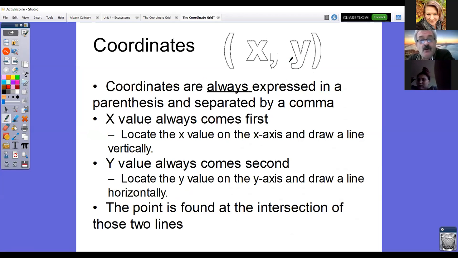Okay, so like I was saying, x and y, the coordinates are always expressed in parentheses and separated by a comma. The x value will always come first. Okay, and what you do for that is you locate the x value on the x-axis and draw a line vertically. The y value will always come second, and you locate the y value on the y-axis and draw a line horizontally. The point is found at the intersection of those two lines.